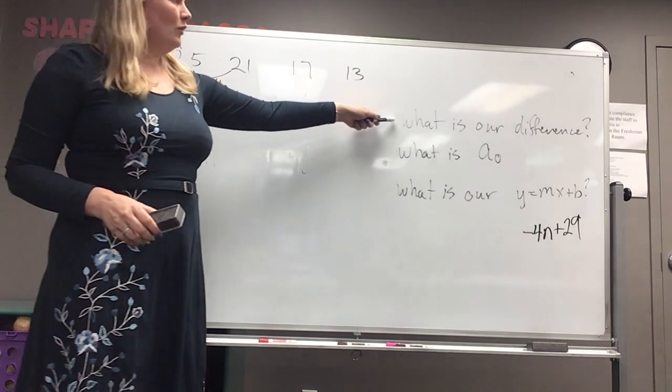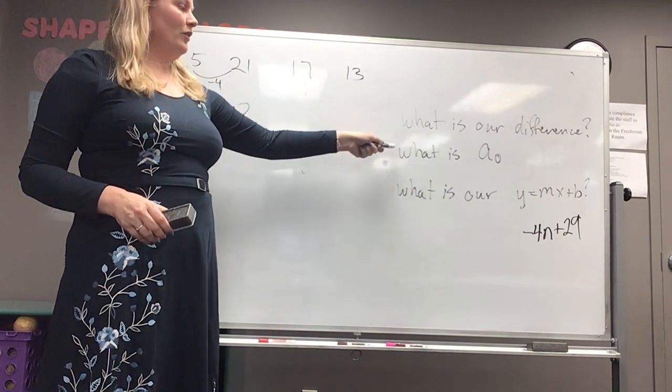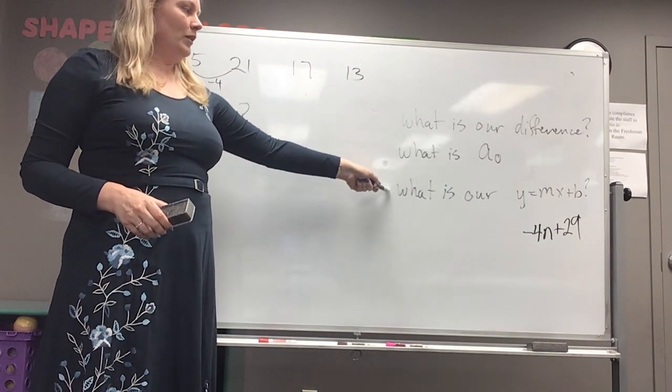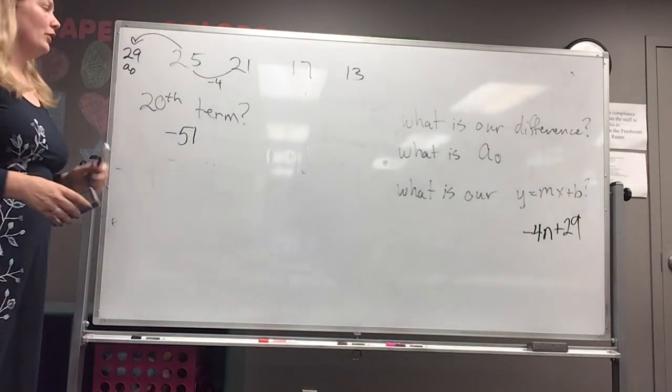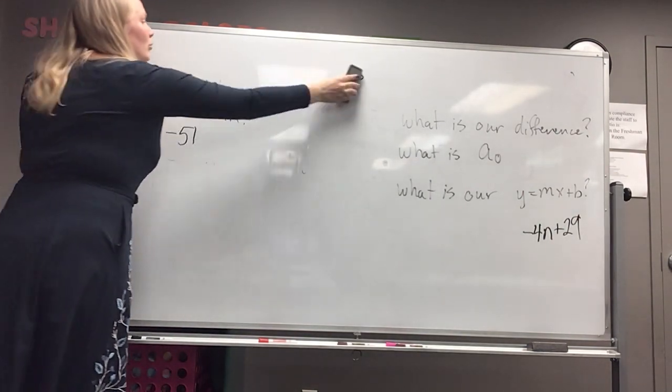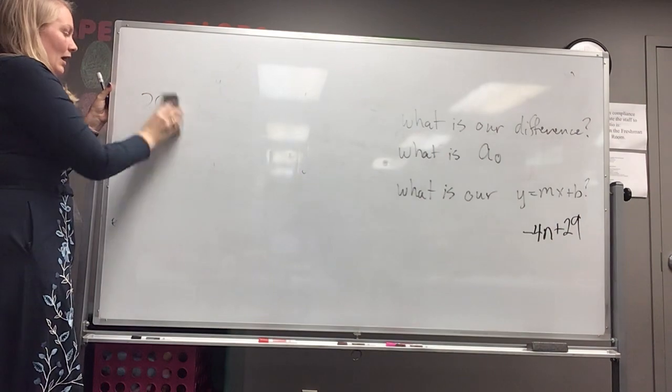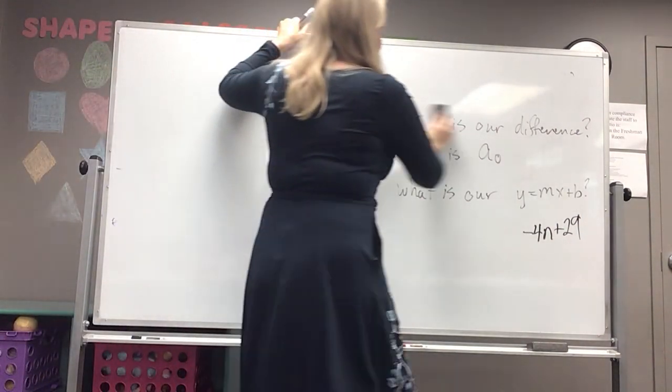But again, these questions: what's the common difference? What is the zero term? And putting it into a linear equation, y equals mx plus b, is probably the fastest way to tackle the arithmetics.